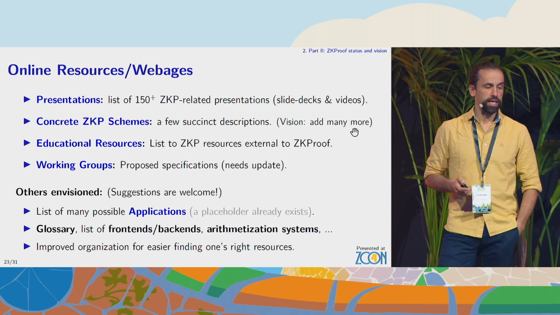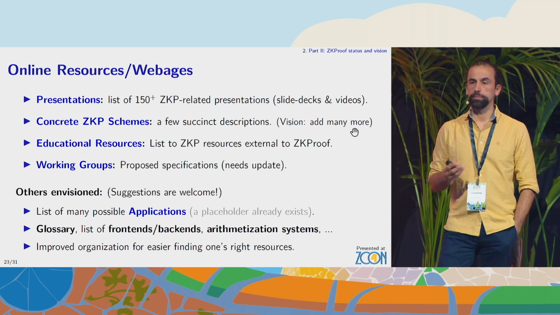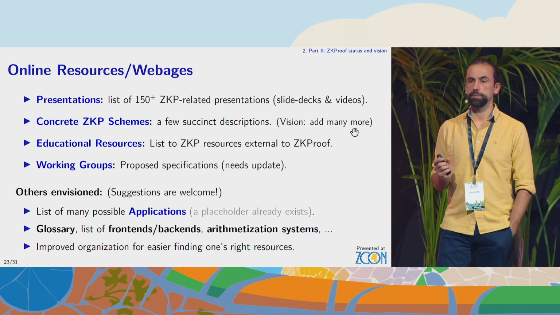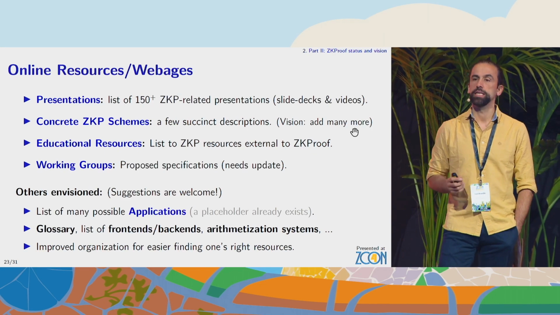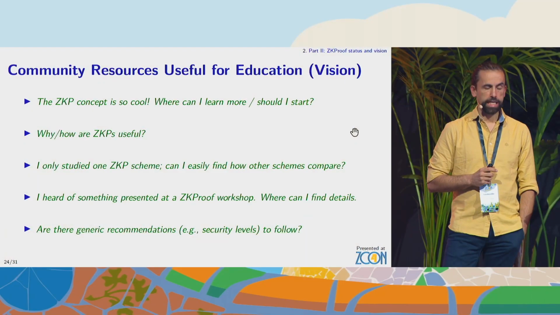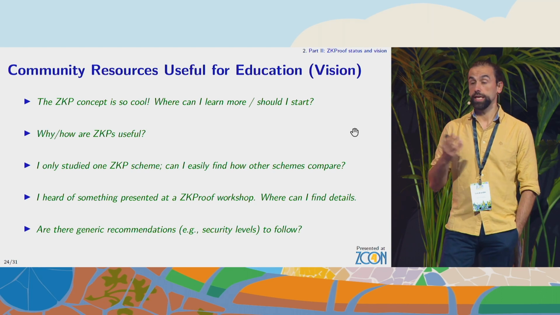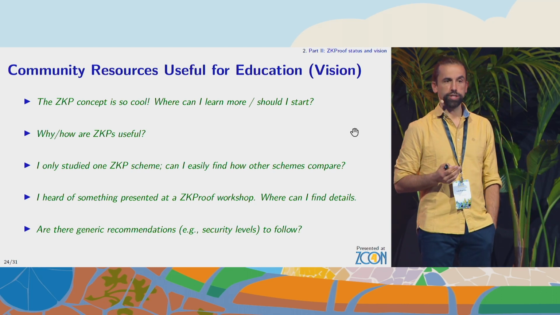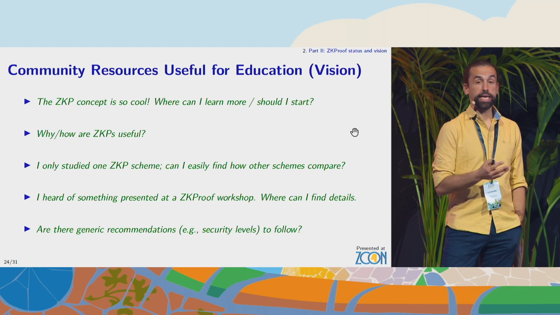We want to build a glossary. We want to build a list of succinct explanations of various front ends and back ends, a list of explanations of arithmetization systems. And overall important as well, we want to achieve, which is something we think we don't have yet, an improved organization that allows people who reach this website of resources to really figure out where they should go first.